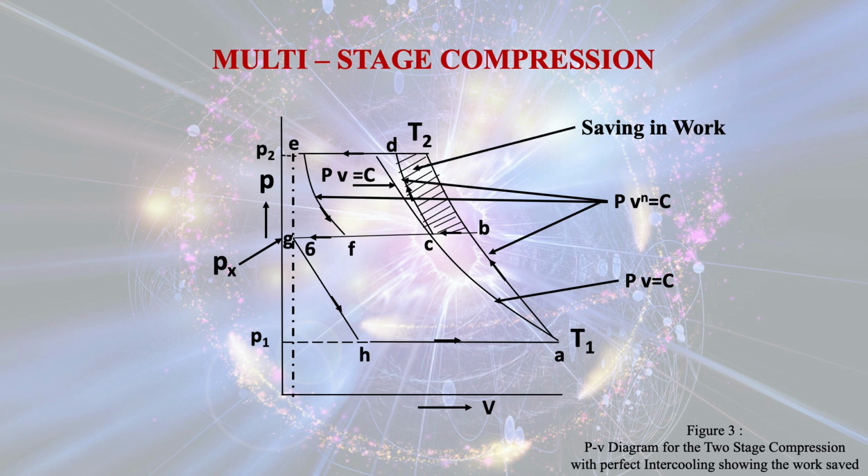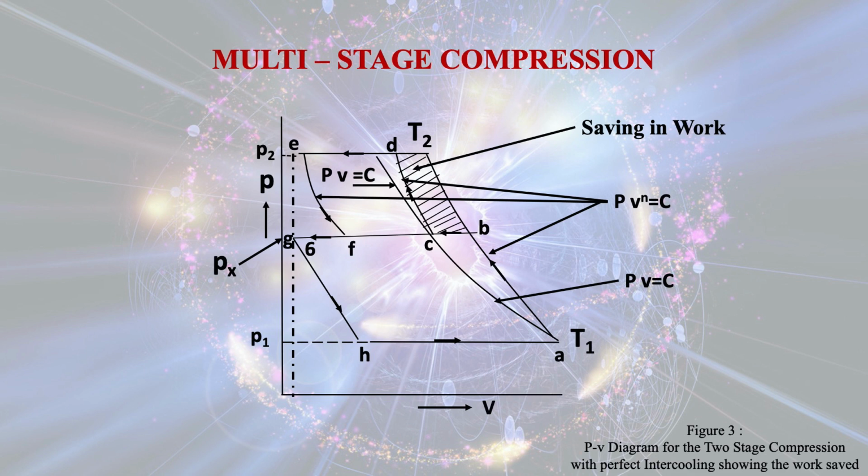So, at point C, the temperature will be the same as the initial temperature T1. At point C, the second stage of compression from C to D begins, obeying the polytropic compression process, which is defined by PV to the power n is equal to constant. Now, D is the exit point after the final compression, that is after the second stage of the compression.